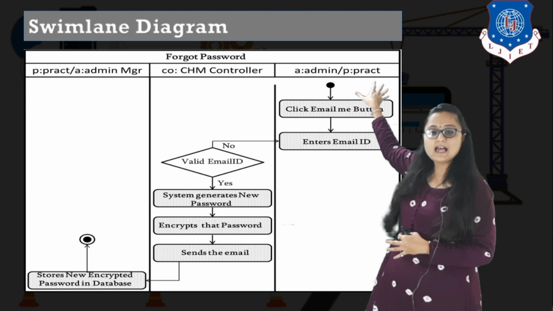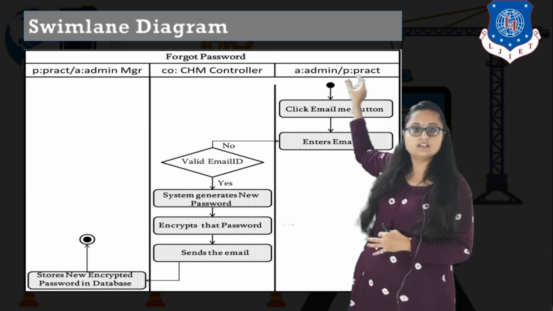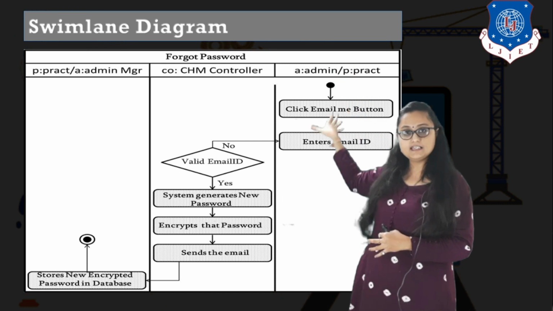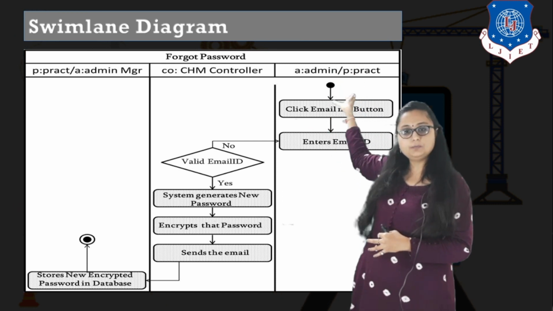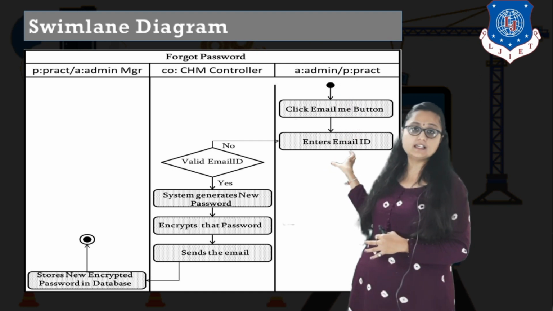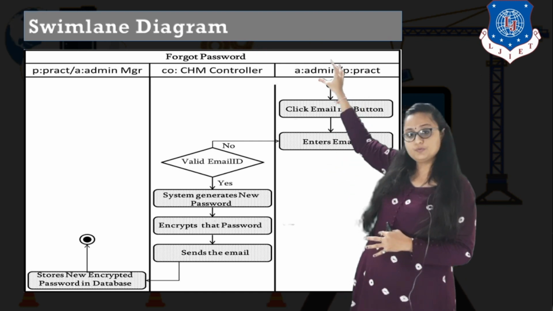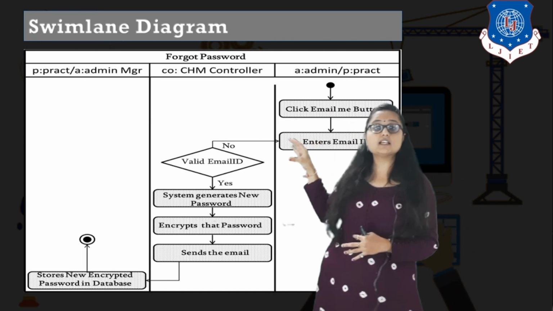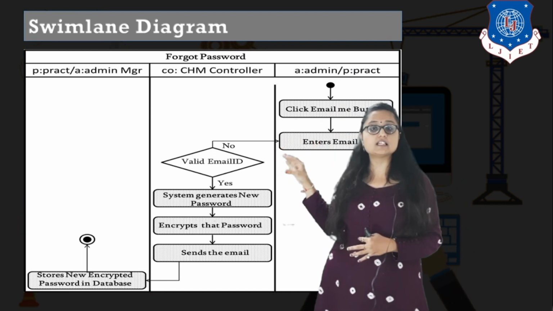The first activity was click email button, that has to be performed by the user, right? Here it is written admin, it means the practitioner. The next is enter email ID. This activity is also performed by this user. Now after entering email ID, what is to be done? The next is a decision to be taken.